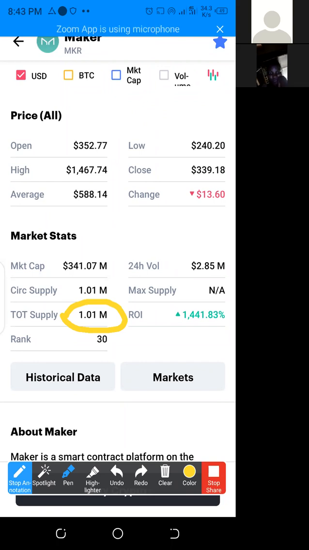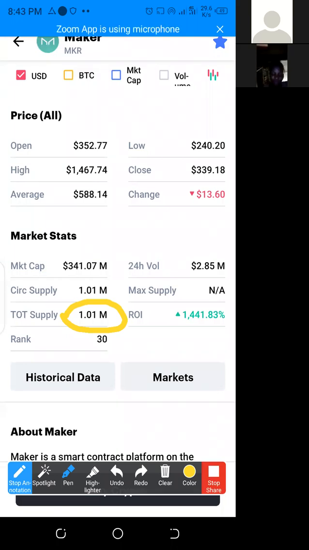Someone is saying he can't see my screen. Is that the same with everyone? Please let me get your feedback. The rest of you, can you see my screen? Okay, Popular says you can see it. All right, so let's continue.